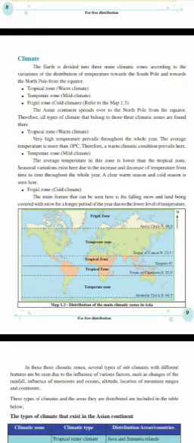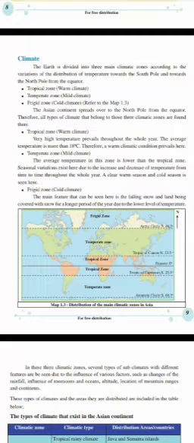Now the frigid zone. It means cold climate. The section from the Arctic Circle to the North Pole, and from the Antarctic Circle to the South. The temperature is low, with falling snow and land being covered with snow throughout the year.